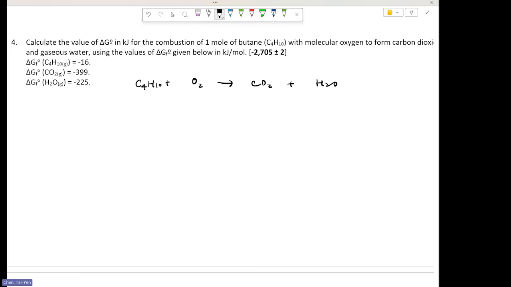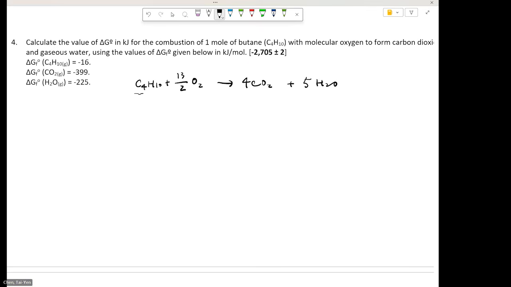Once you write this out, the first thing to do is make sure you have a balanced equation, because the coefficient matters, right? Since you have 4 carbon, do that first. Then the next thing you can do is H2O: you multiply by 5, then H will be balanced. Then you have 8 plus 5, 13 oxygen on the right, so you're going to have this balanced equation.